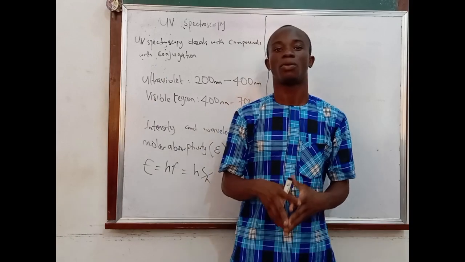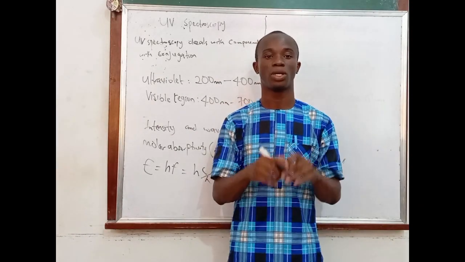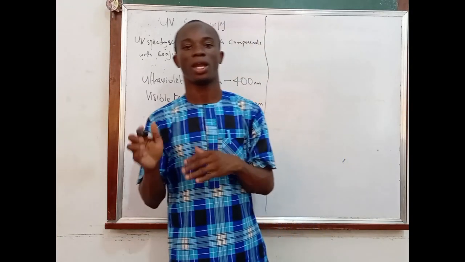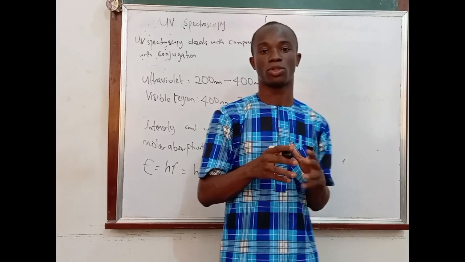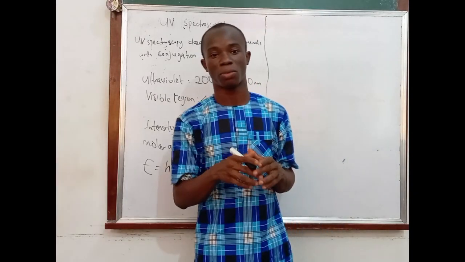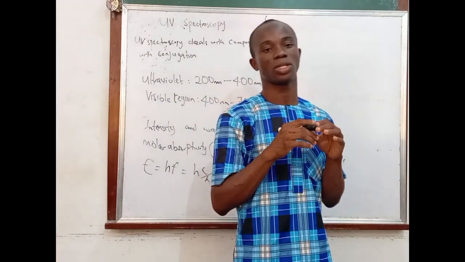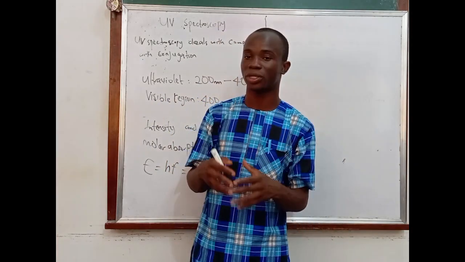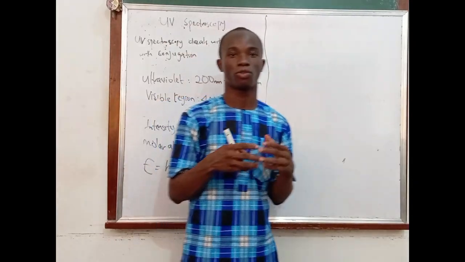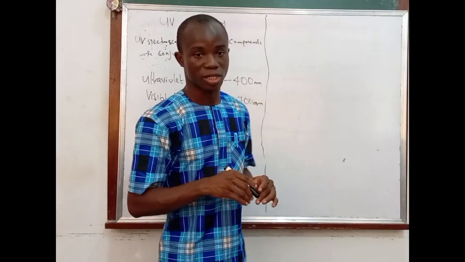In the next lesson, we are going to be looking at another very important aspect of UV spectroscopy, which is the Beer-Lambert law. We're going to see the relationship between absorbance and concentration. At the same time, we're going to see the relationship between absorbance, which is a quantity for measuring absorption of a particular light ray. We are going to be looking at that in the next lesson.